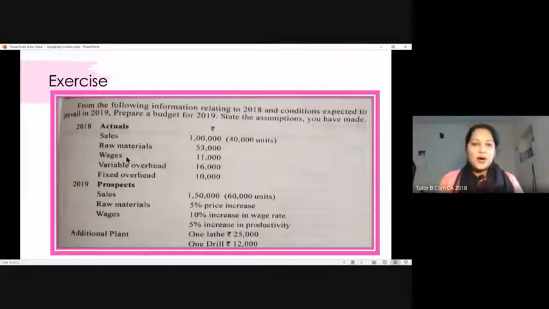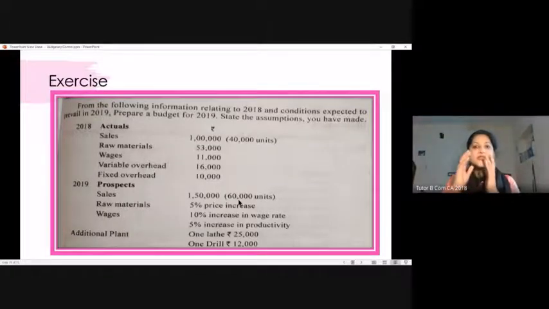Right. So when we look at the prospective, we can see that the sales revenue is becoming 1,50,000 because they are expecting an increase in production units. In the previous period, it was 2018. In this period, we are going with an increase in the production capacity to 60,000 units. Accordingly, that will be reflected in your sales value also. So that is a primary difference.